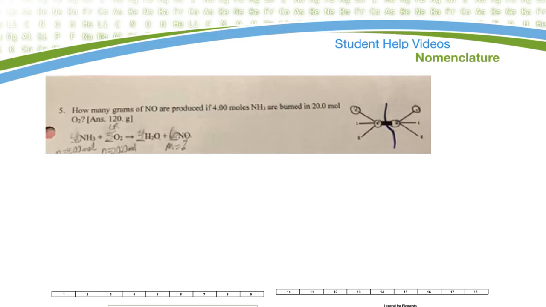Okay, here's a good limiting reactant question. How many grams of nitrogen oxide are produced if 4 moles of ammonia are burned and 20 moles of oxygen? Okay, and so here I've got the chemical reaction there.